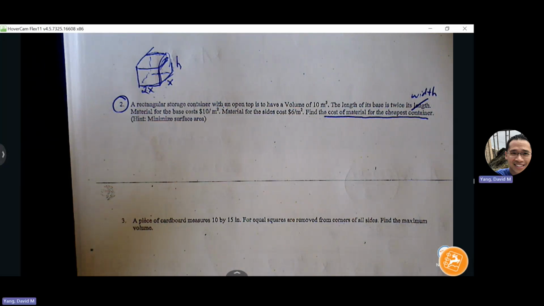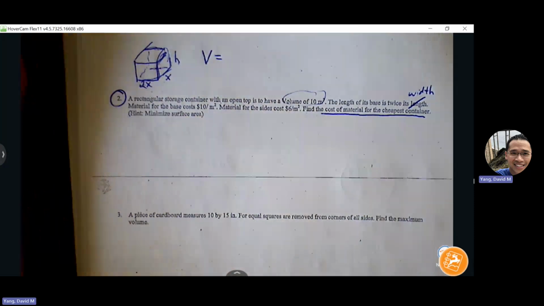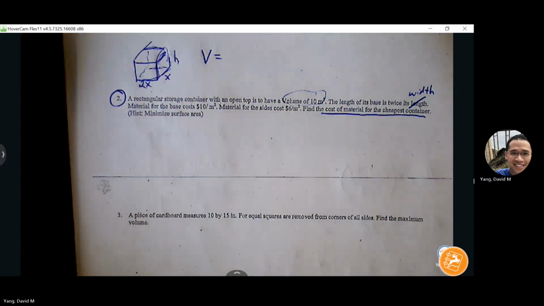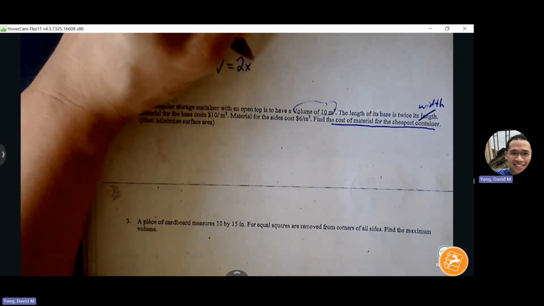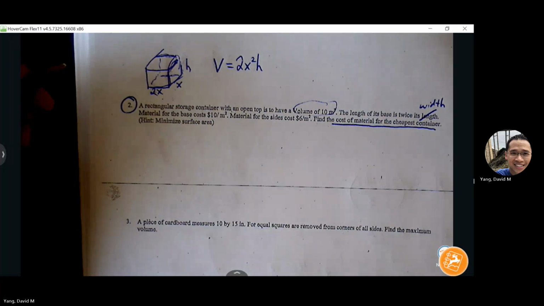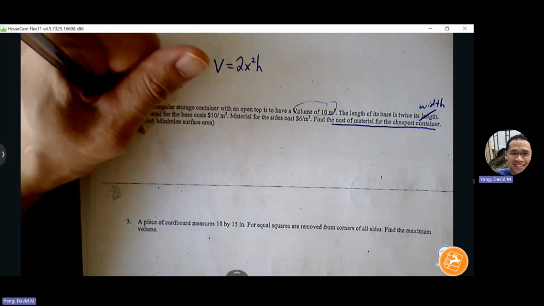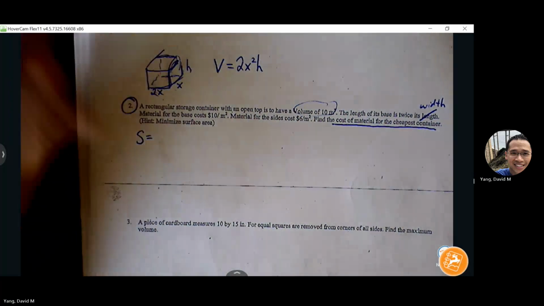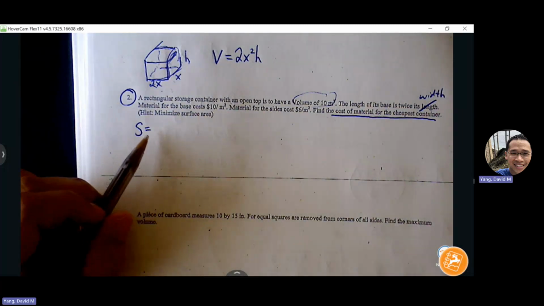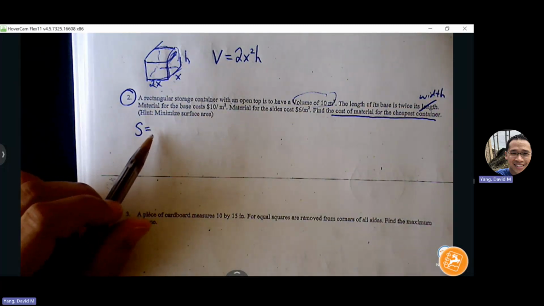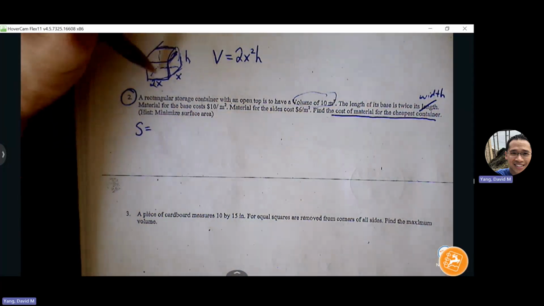Right. We know we have to involve volume. So what's the volume of this box? Yeah, which is 2x squared h. Let's build the surface area. So we'll build the surface area first, and then we'll bring in the cost. All right, so let's do one set at a time here.